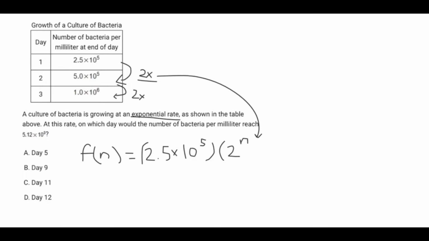But something you'll find is we can't just leave it like that, because if n equals 1, we're going to get 2 to the power of 1. And 2 times 2.5 times 10 to the power of 5 is not the same thing as 2.5 times 10 to the power of 5. That would instead give us the value for day 2.